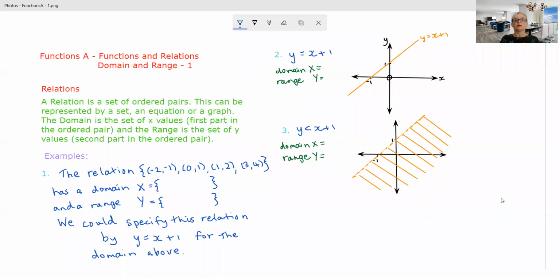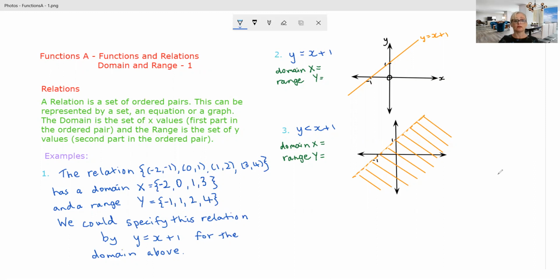The domain is the set of the x values, or the first part of your ordered pair. So if we have just 4 points here, the domain would be -2, 0, 1, and 3. Your range is your set of y values, or the second part of your ordered pair. So it would be -1, 1, 2, 4. There are different ways that you can write your domain and range, and it depends a little bit on what your preferences are. Ideally, you want to write it in the simplest possible way.